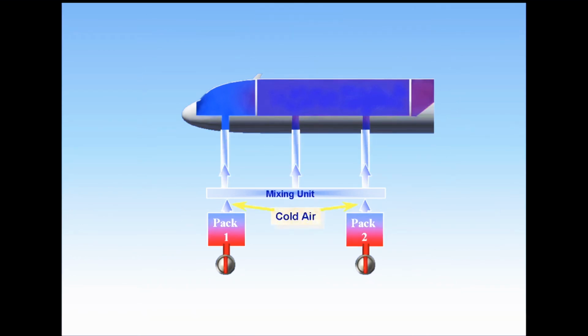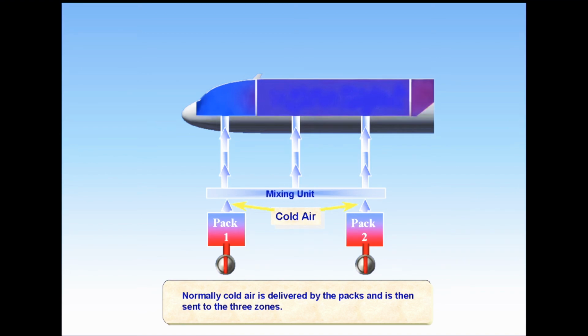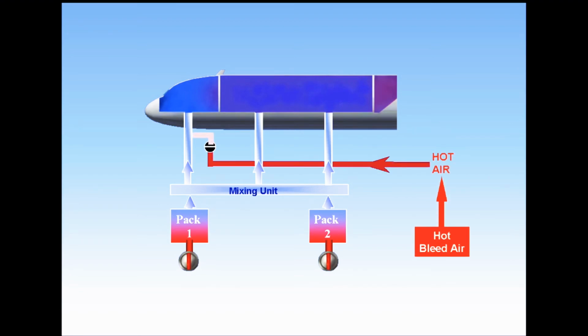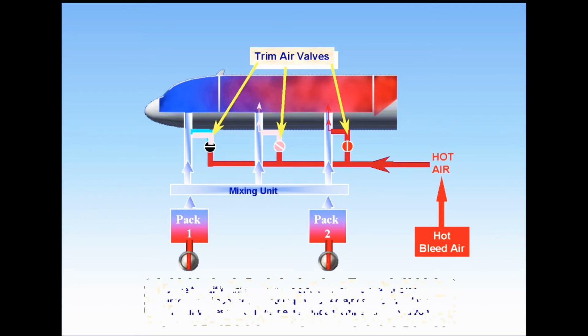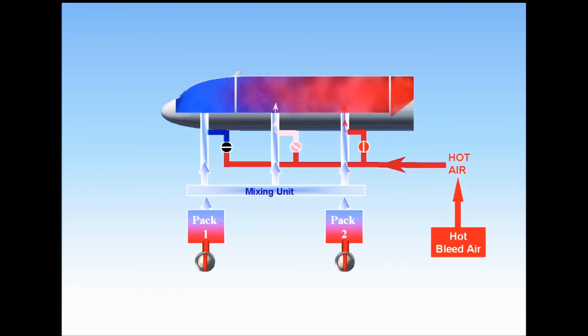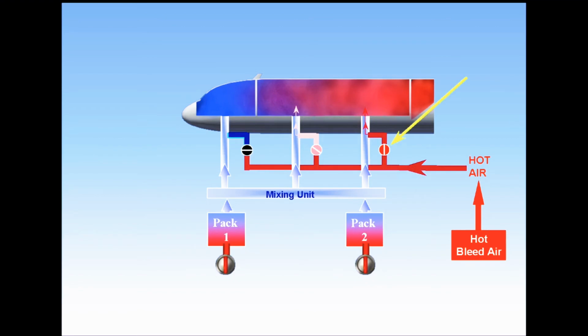Normally, cold air is delivered by the packs and is then sent to the three zones. Since the different areas of the aircraft may require different amounts of cooling or heating, hot bleed air can be added via trim air valves to achieve the demanded temperature for a zone. In the example shown, no hot air is being added to the cockpit zone. Some hot air is being added to the forward cabin zone. A lot of hot air is being added to the aft cabin zone.